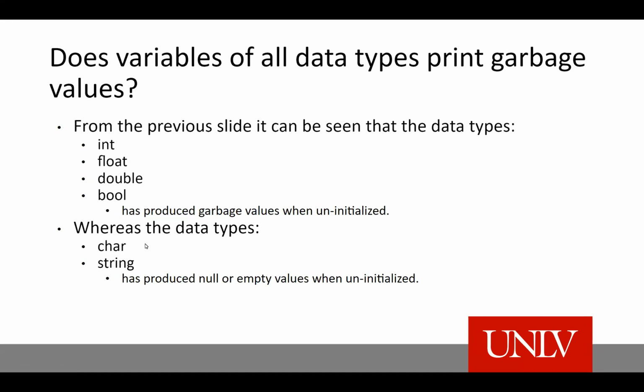Now, the data types where we don't see garbage values, but see empty values, are character and string. Both character and string produced null or empty values, but didn't give any garbage values. So to conclude, the first four data types, int, float, double, and bool, show us garbage values, while character and string show us empty values.